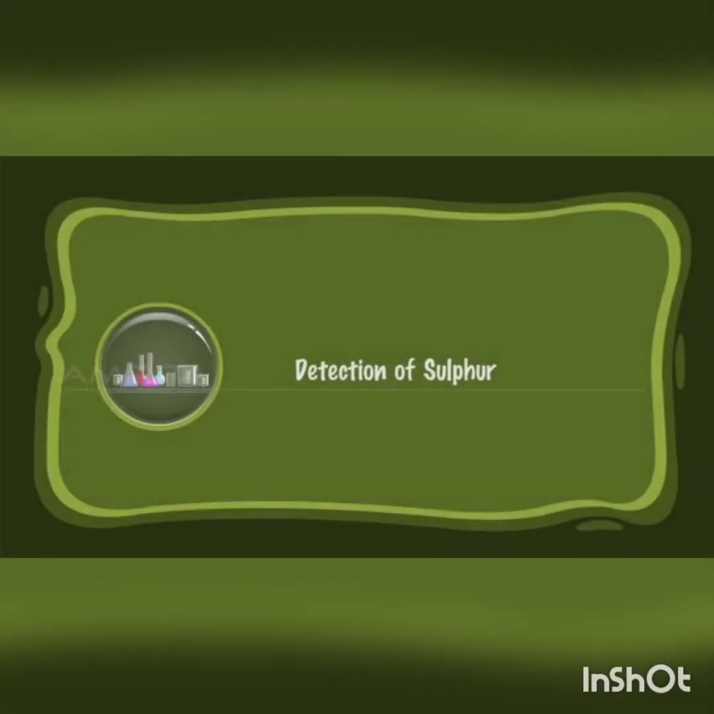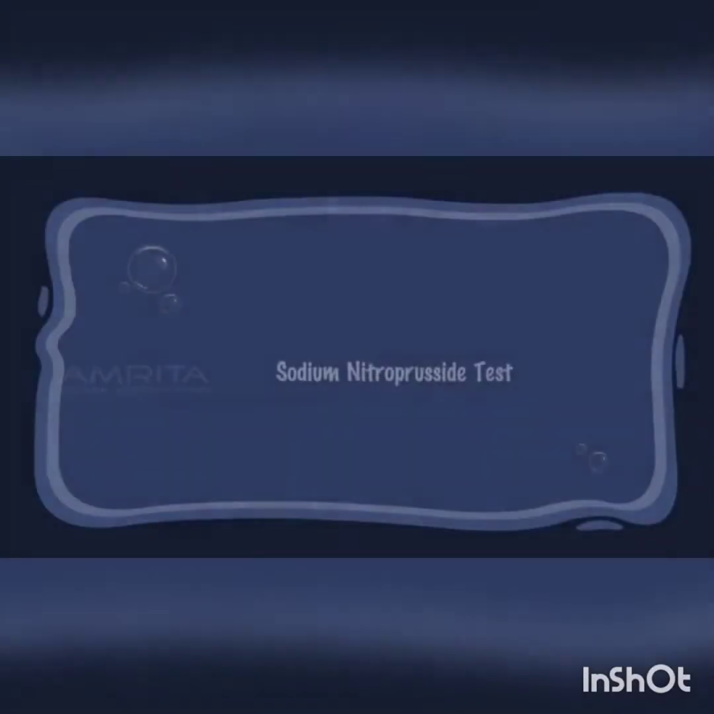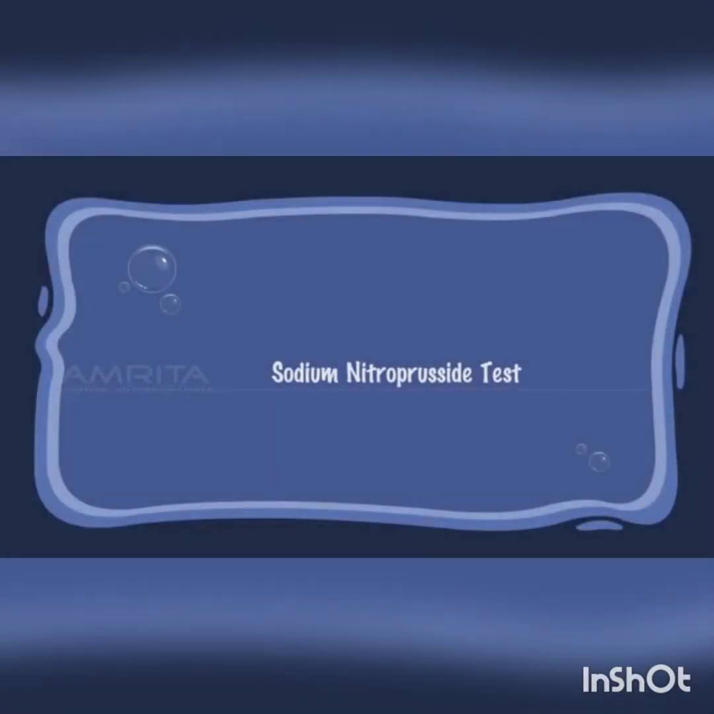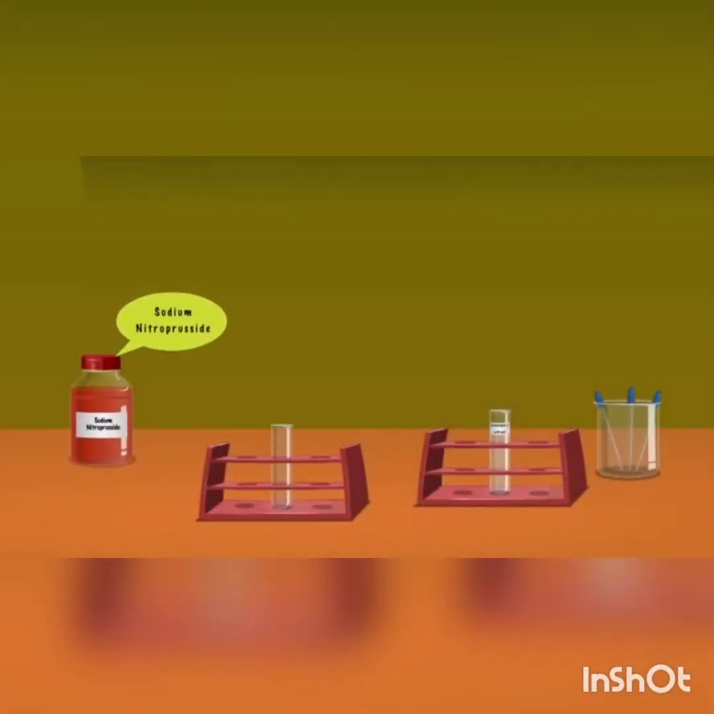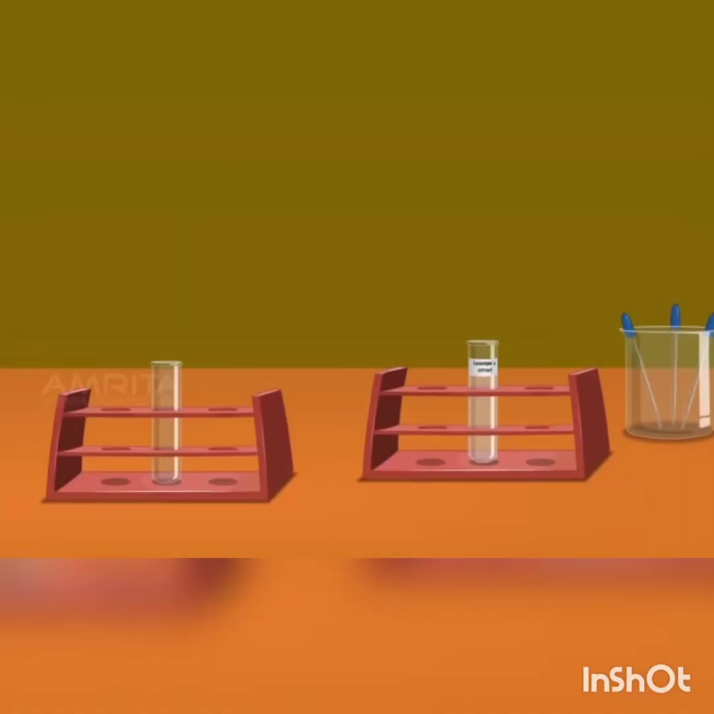Detection of sulfur. Sodium nitroprusside test. We require sodium nitroprusside solution, test tube, Lassaigne's extract and droppers. Take a small amount of Lassaigne's extract using a dropper and pour it into a clean test tube.